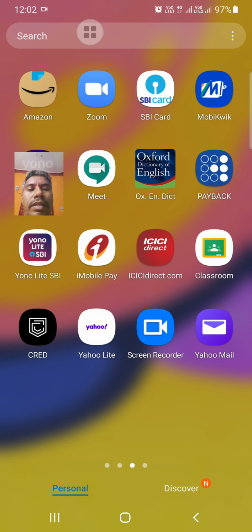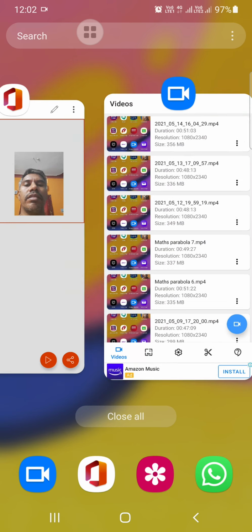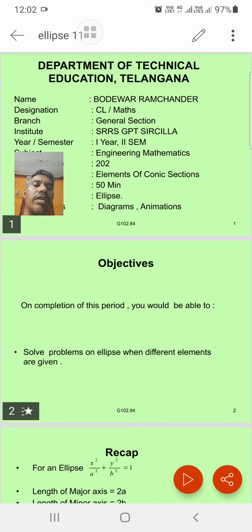Students, in the previous class we discussed problems on ellipse, and in this class we will do some more problems on ellipse, and we will learn how to do the problems.